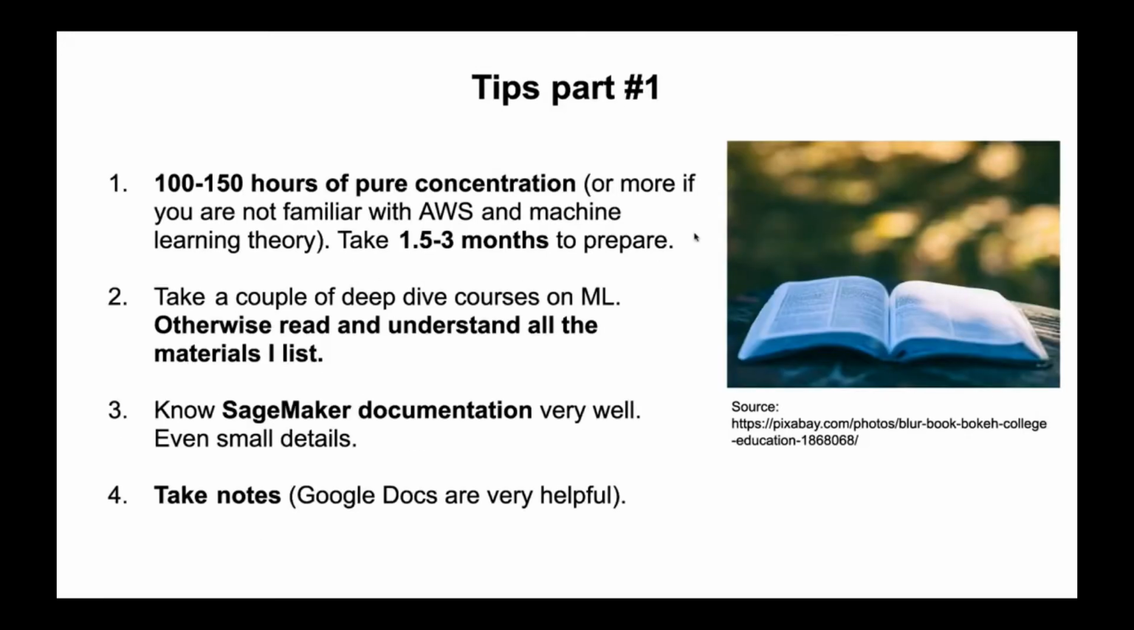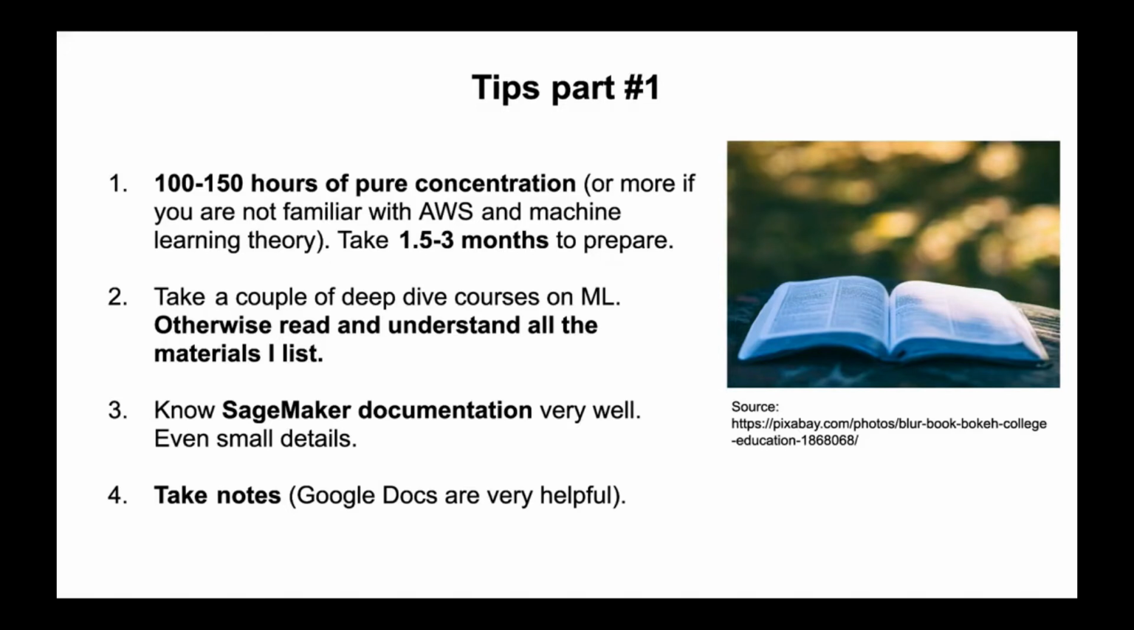Tips part 1. First, you need a lot of time. You need approximately 150 hours of pure concentration, of pure focus, or more if you're not familiar with AWS and machine learning theory. It took me about 2 months, and I already knew both. I already knew machine learning theory, and I knew how to deal with SageMaker. So if you are a newbie, take 3 months, maybe 4 months, but take your time.